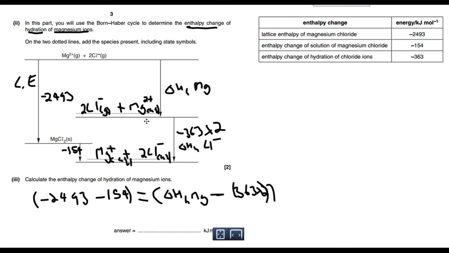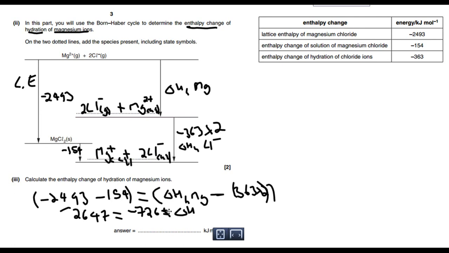You could, if you want to do the same thing as you do for a Hess cycle and look for places where two things go separately, but I don't think that's always necessary. At the end of the day, it's going to be a minus sign if it's going down. So let's work that out. Minus 2493 minus 154 is minus 2647. 363 times 2 is minus 726.